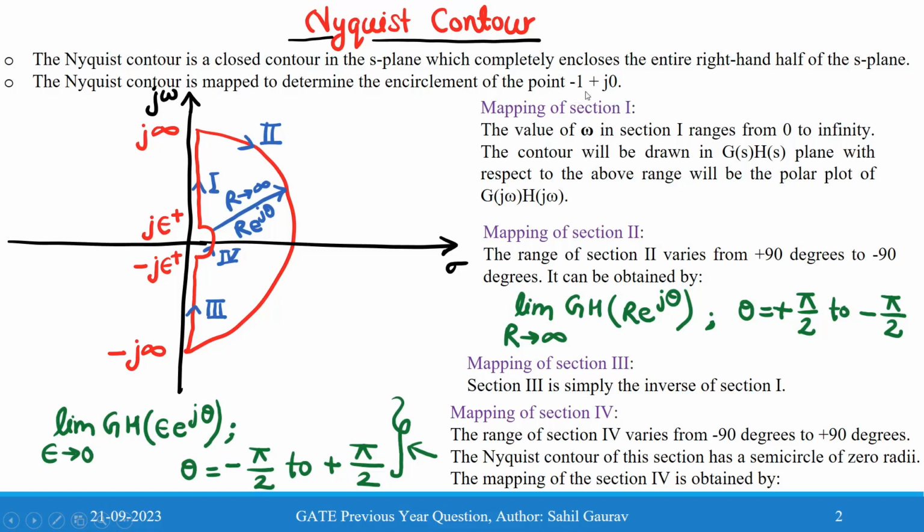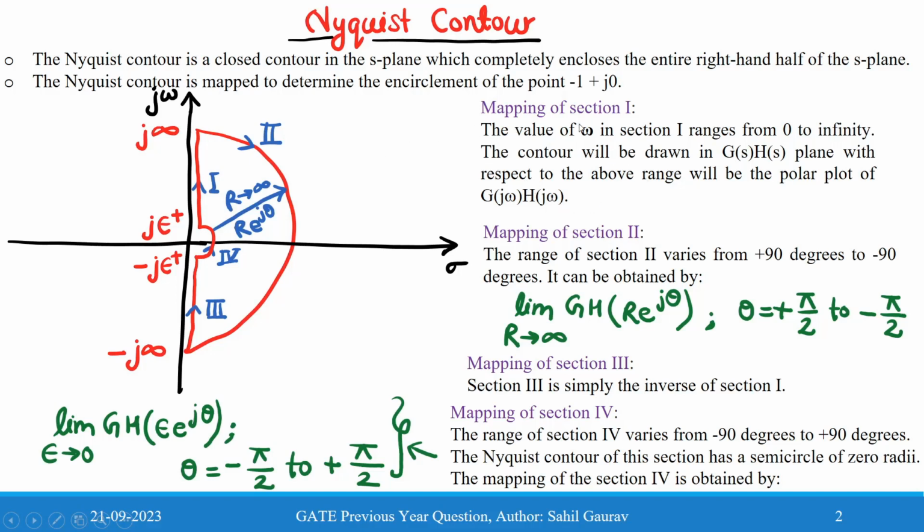The Nyquist contour is divided into four sections. We can see this in this figure. This Nyquist contour is mapped into the GH plane, and by combining all these mappings we get the Nyquist plot, and from the Nyquist plot we find the closed loop system stability. Now we will see the mapping of all the individual sections.